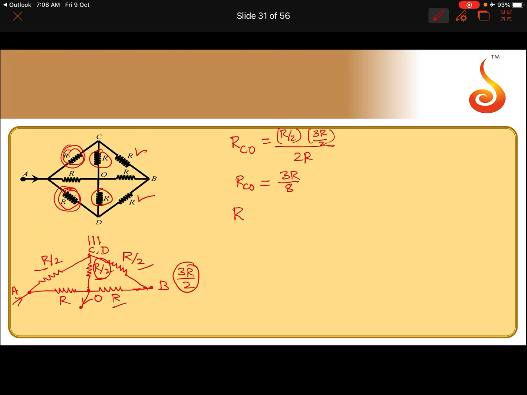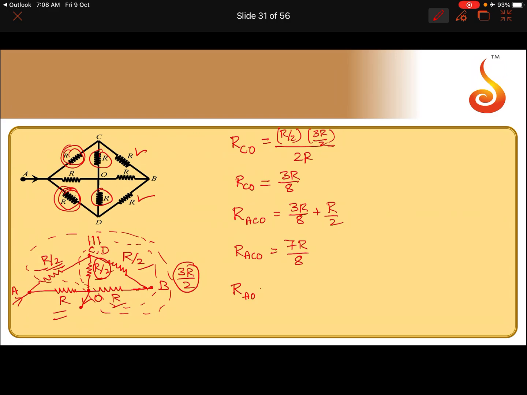So resistance between A, C and O along this, what do you get? So that will be 3R by 8 plus R by 2. So this entire thing put together plus this one, then effective is in parallel with R. So RACO should be equal to, so this should be 4 plus 3, 7R by 8. Now this entire thing is 7R by 8, that is in parallel with R.